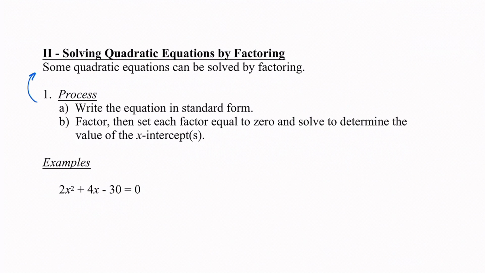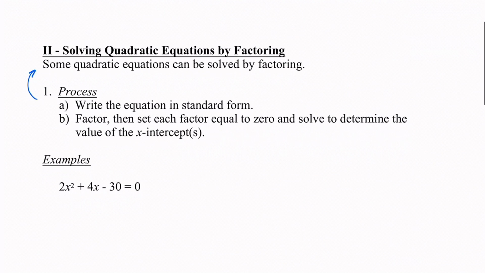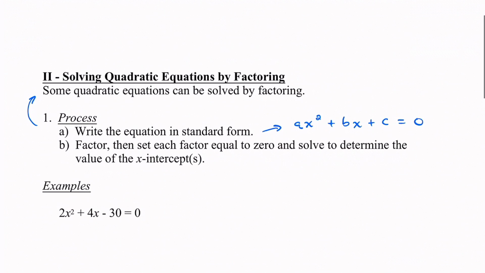So step A, we are going to write the equation in standard form. And standard form is this form, which I'm going to write. It's ax squared plus bx plus c equals 0. So basically you want everything on one side of the equation and you want nothing or 0 on the other side. Okay, step B, it says factor, so we're going to have to know how to factor.